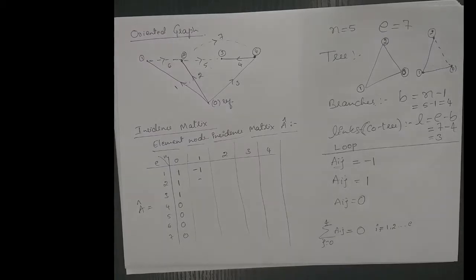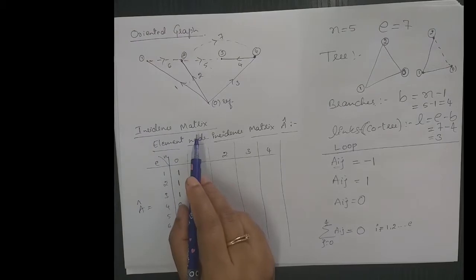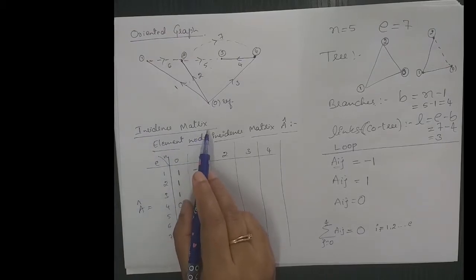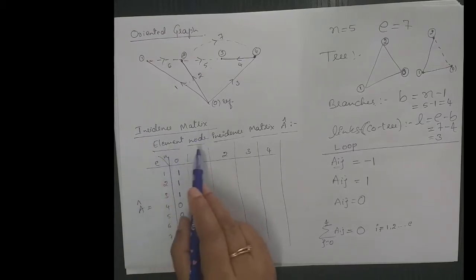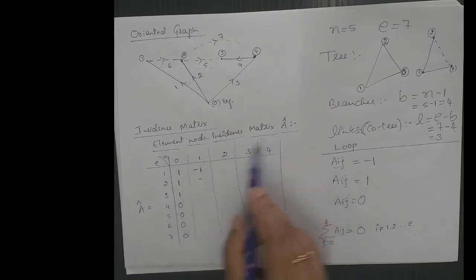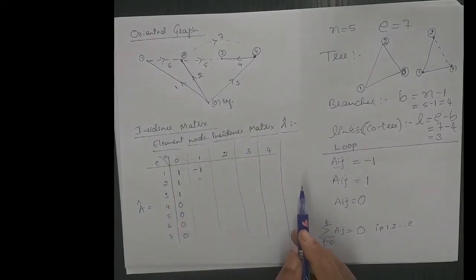Hello, welcome back to PSA 2 Model 1 Network Model Formulation topic. So next topic is incidence matrix. We are going to calculate two matrices: one is the element node incidence matrix A cap, and the other is the bus incidence matrix A.